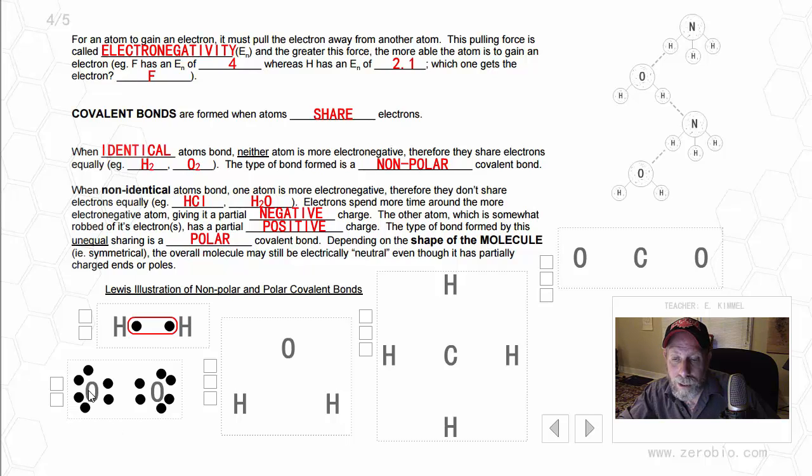Okay, so let's deal with this oxygen on the left. It looks over here and says, you know what? I got 6 electrons. Can you lend me 2 more?